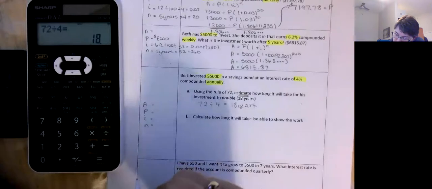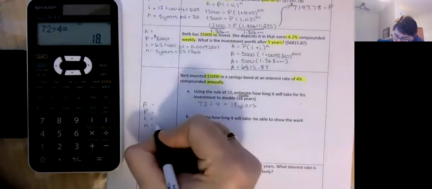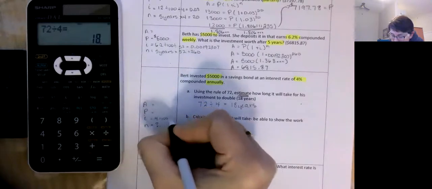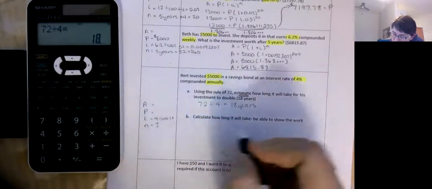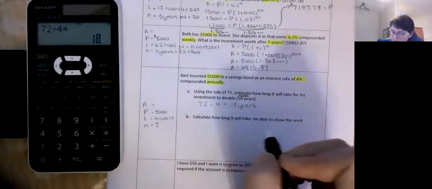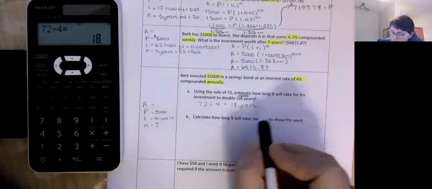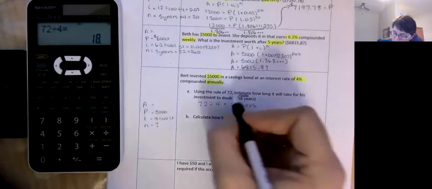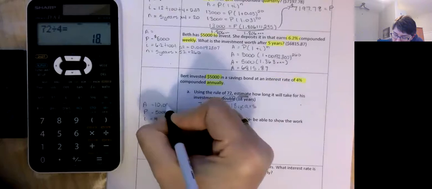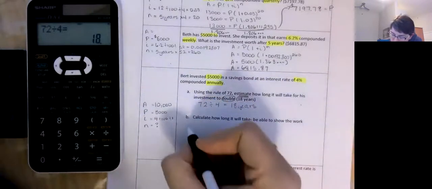So we are looking for how long. We actually don't know that part. Our interest is 4%, so 4 divided by 100 divided by 1, annually. My principal is 5,000, and we want to know how long it will take to double. So what's missing is we just need to put that in as 10,000, and we're good to go.